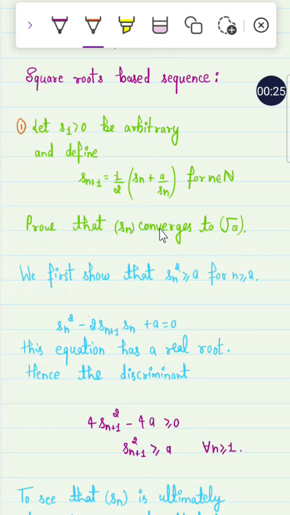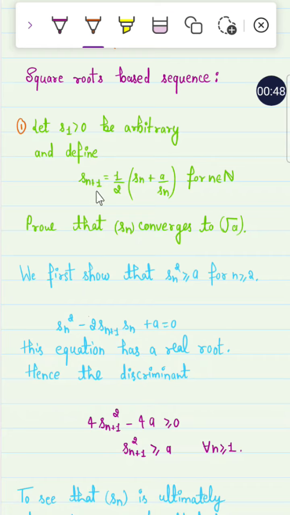So we should prove that it is a convergent sequence which converges to root a. How do you show that it is convergent? First, we show that sn square is greater than or equal to a for n greater than or equal to 2. Firstly, we show that sn square is greater than or equal to a.